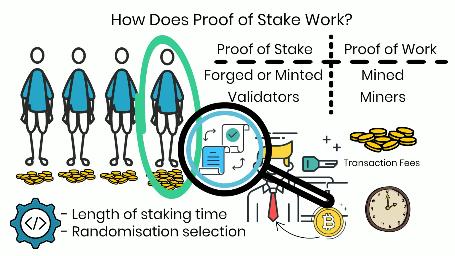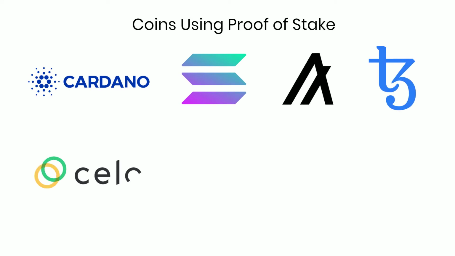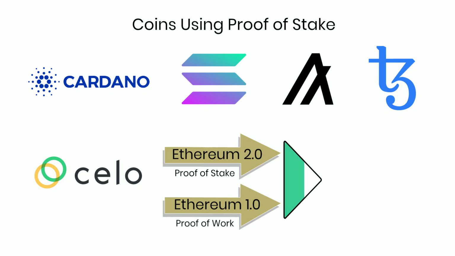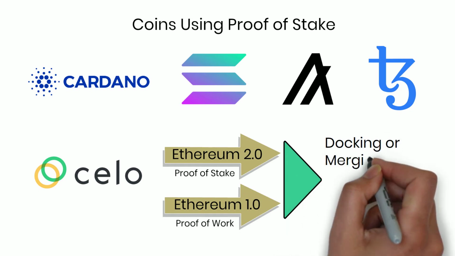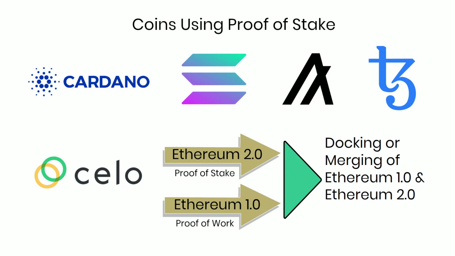Here are some popular coins using proof of stake currently: Cardano, Solana, Algorand, Tezos, Celo. Ethereum 2.0 is already using proof of stake, and it is running alongside the original Ethereum, which is using proof of work. Depending on when you are watching this video, docking, which is the merging of Ethereum 1.0 and Ethereum 2.0, may already happen. If not, this event will be happening sometime in 2022.